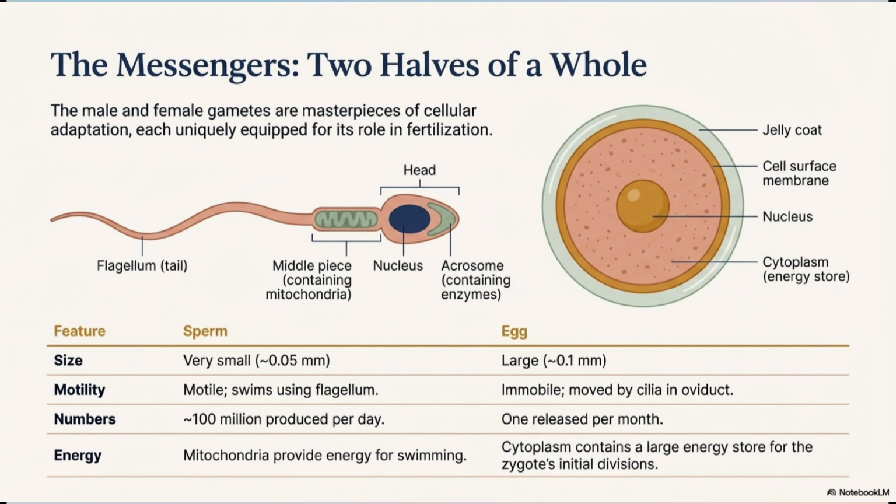So the key insight for your exam is that their structure is perfectly adapted to their function. The sperm's tail, the flagellum, whips around to power it forward, and that movement is fueled by a whole bunch of mitochondria packed in its midsection. And up front, in its head, it has something called an acrosome. Think of it like a tiny chemical drill, filled with enzymes ready to break into the egg. The egg, on the other hand, is loaded with nutrient-rich cytoplasm to feed the embryo in its first few days. And its jelly coat does something amazing. The second one sperm gets in, it instantly hardens, blocking all the others.